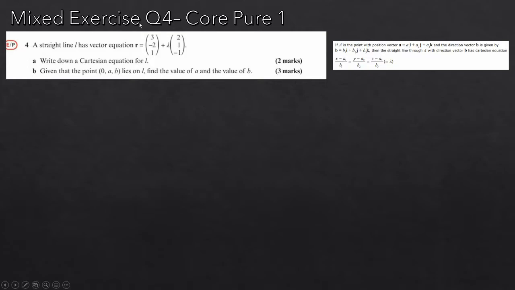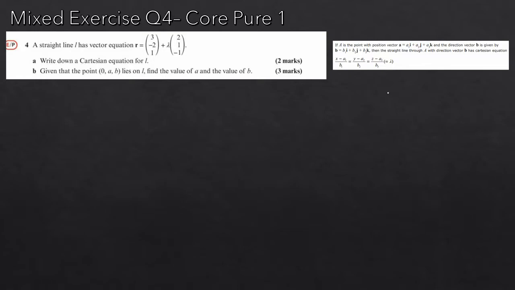This is the mixed exercise from the chapter which contains vectors, so it's the very final chapter. This is question 4, an exam question with problem solving. What we've got here is a straight line L, which has the vector equation r equals (3, -2, 1) plus lambda lots of (2, 1, -1). That's my position vector, the 3, -2 and 1, and this is my direction vector below. Part A wants us to write down a Cartesian equation for L.